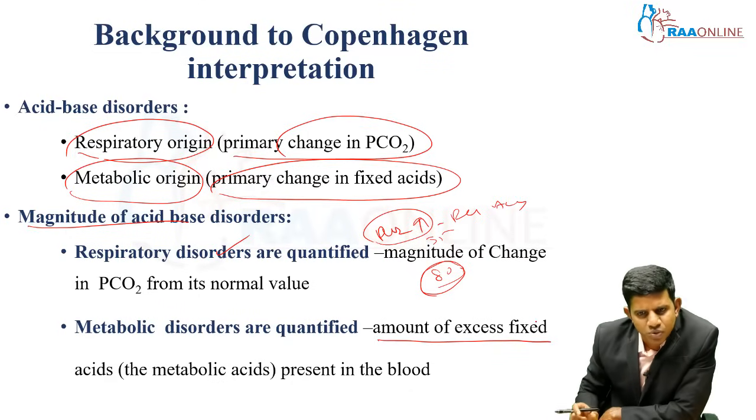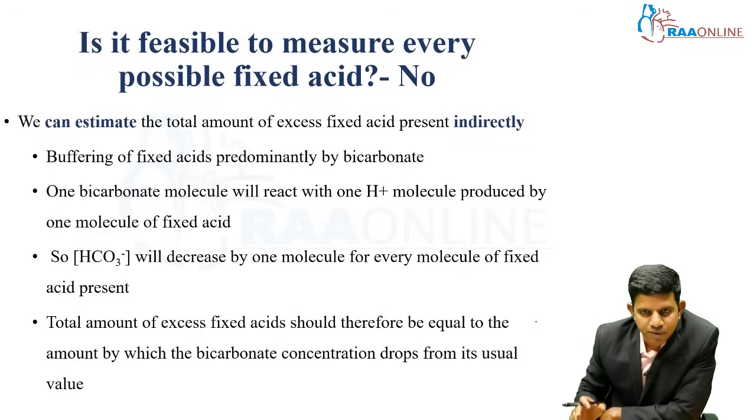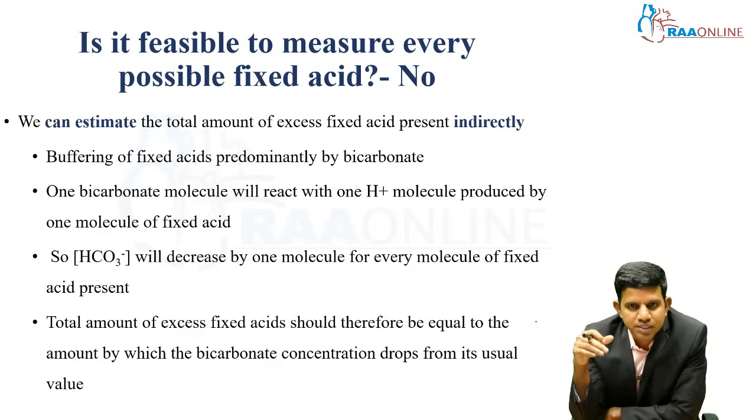Can you measure the excess of fixed acid in the blood? No. We cannot measure the excess of fixed acid in the blood. What is fixed acid? Fixed acids are non-volatile acids. For example, carbonic acid is produced from CO2 and water, and it is a volatile acid. It produces water and CO2.